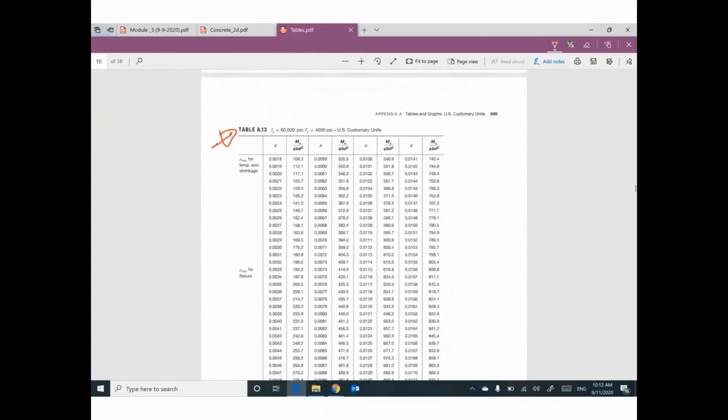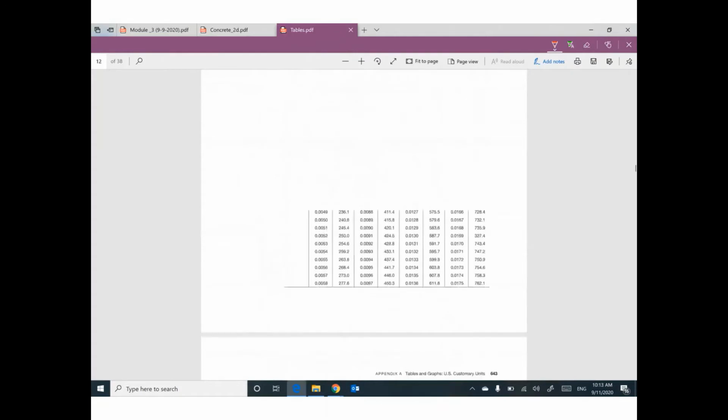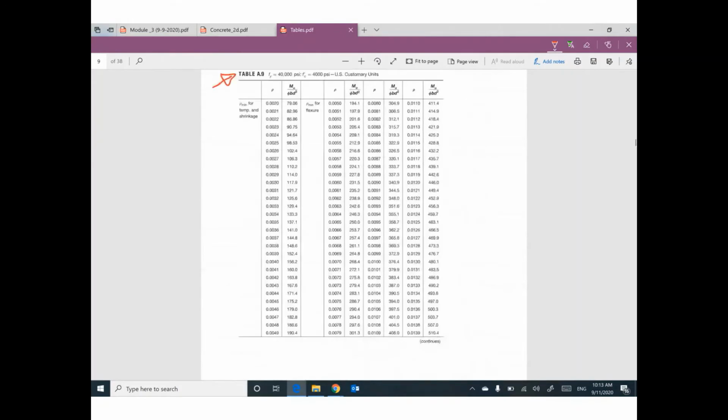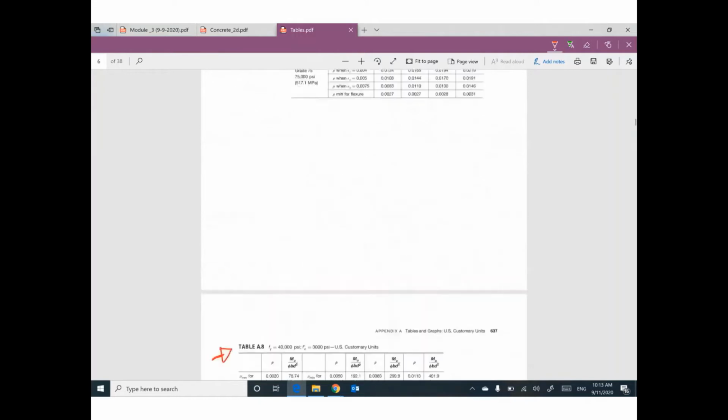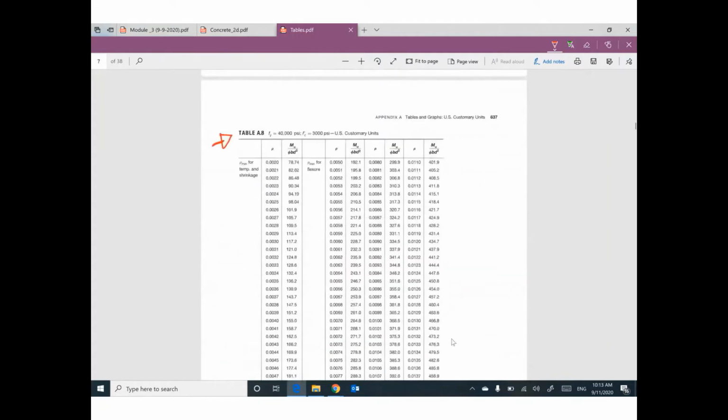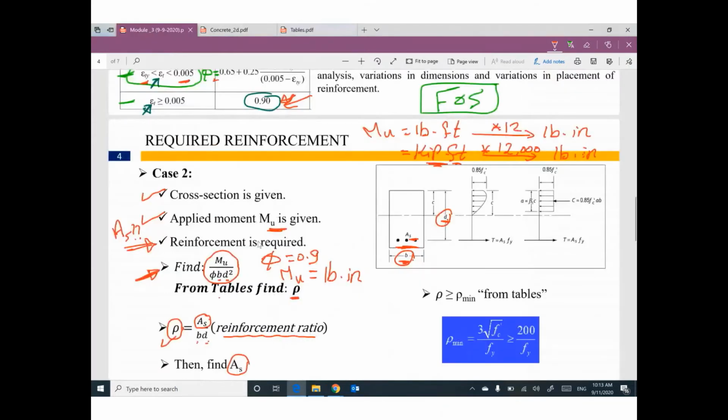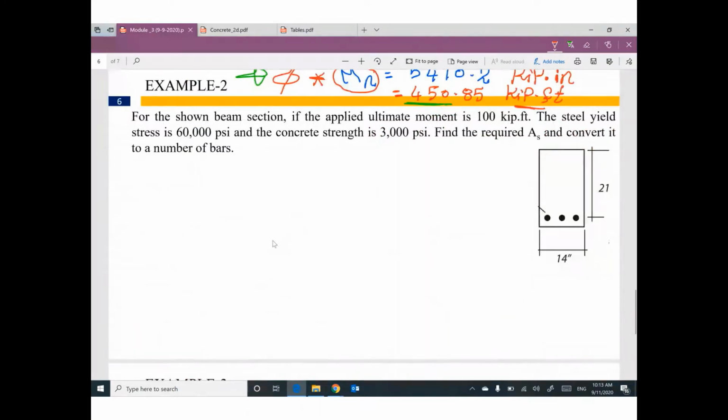So let's do one example and see what's going on. We have this example, example number 2. We have a given cross section: b equals 14 inch, d equals 21 inch. Next week, I will let you know how we can figure out these dimensions. We have some limits we need to follow.